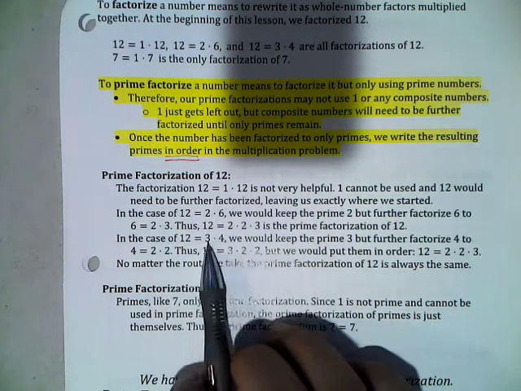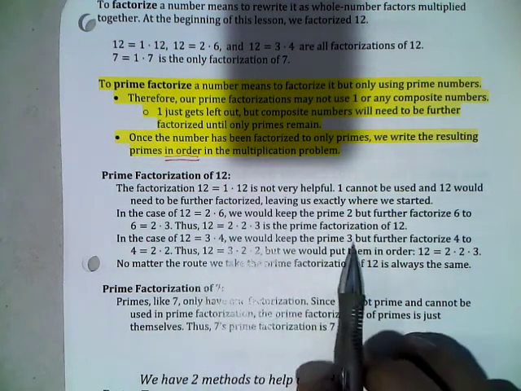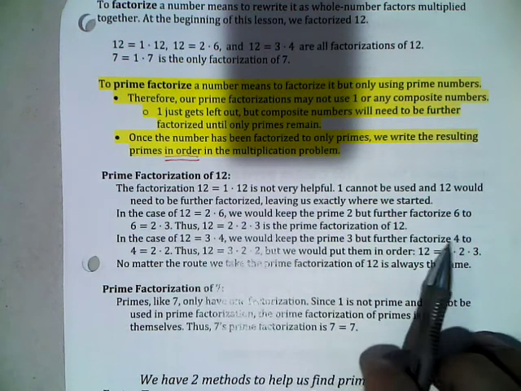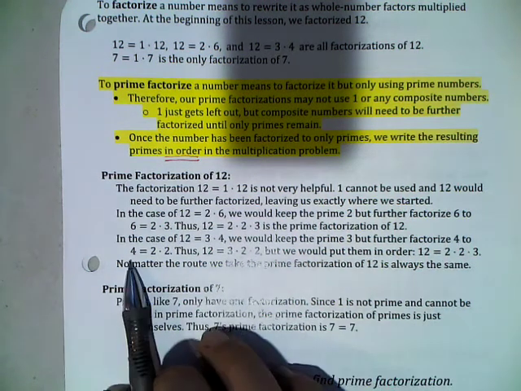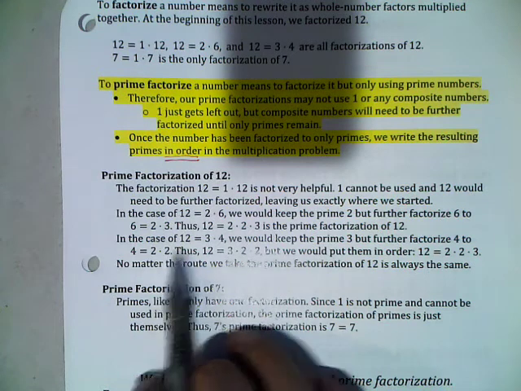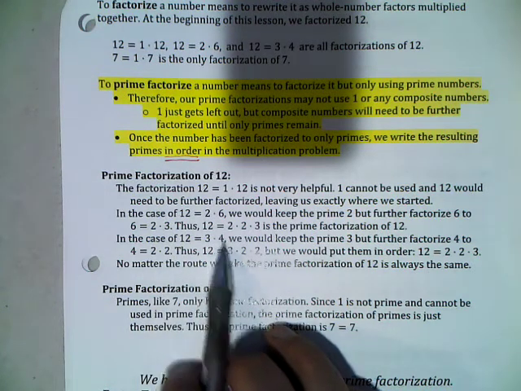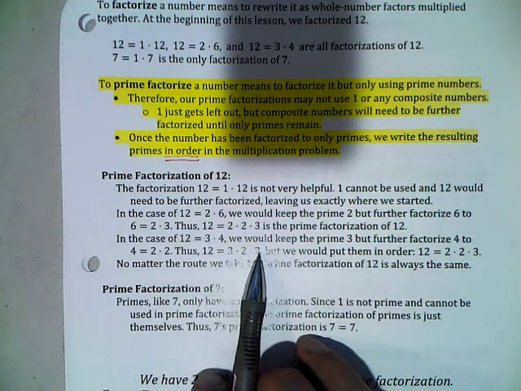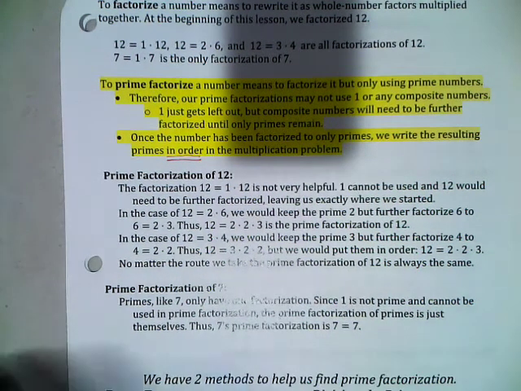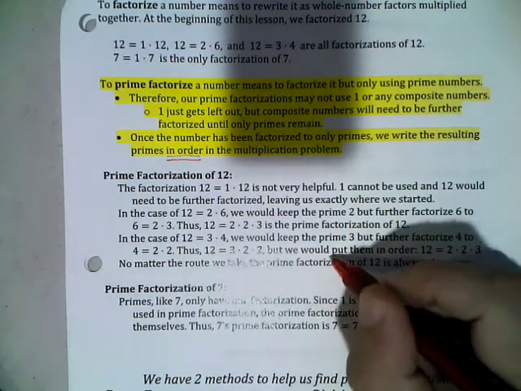We could have also used 3 times 4, so we'd keep the 3, but we would need to further factorize 4, so 4 could break apart into 2 times 2. So if we replace the 4 with 2 times 2, then we get 3 times 2 times 2. But remember that we need to put them in order.